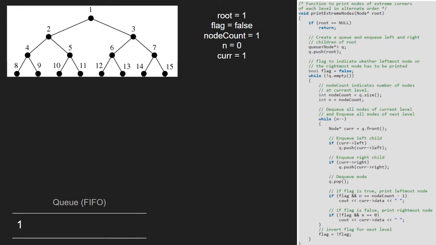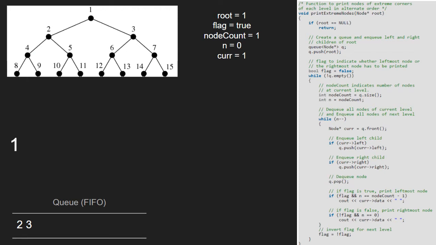Now we enqueue the left child of 1, which is 2. Next we enqueue the right child of 1, which is 3. Now we will pop the front element, which is 1. Since flag is false, we print cur, which is 1. Since n is 0, we come out of the second while loop and invert flag, so flag will now be equal to true. We loop the outer while loop since the queue is not empty.